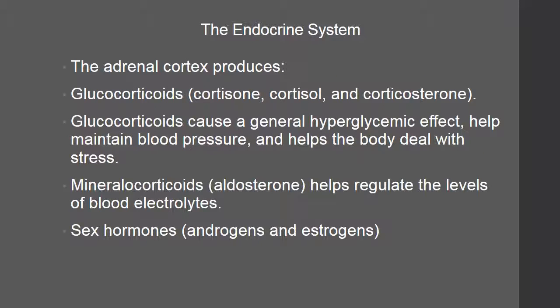The adrenal cortex, this is important stuff. The adrenal cortex produces glucocorticoids. Of the glucocorticoids, what people often refer to as the steroids, as in "my dog's itching, he needs a steroid shot," are cortisone, cortisol, and corticosterone. You might want to know the three major naturally occurring glucocorticoids are cortisone, cortisol, and corticosterone.